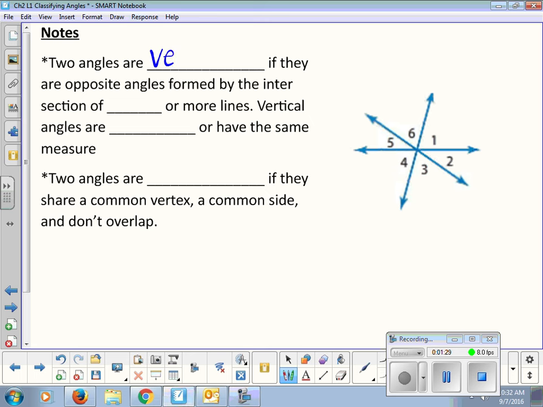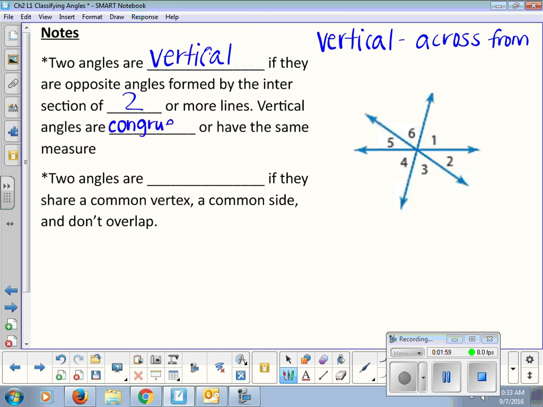Two angles are vertical if they are opposite angles formed by the intersection of two or more lines. When you think of vertical angles, think across from. They are angles that are across from each other. Vertical angles are congruent. Congruent is a fancy way of saying equals or the same. So vertical angles are congruent, which means they have the same measure.